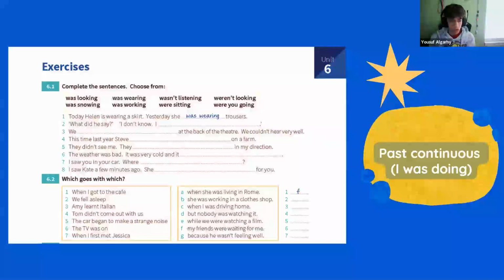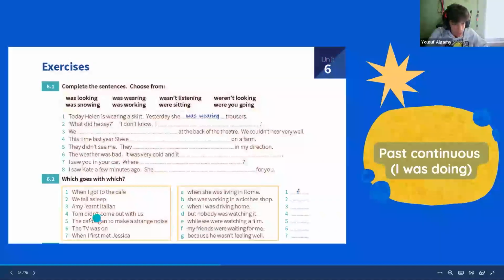All right, so we have our example. So we're starting off with number 1. When I got to the cafe, it says that the answer was F. So it would be when I got to the cafe, my friends were waiting for me. Okay, so number 2, we fell asleep. And which one would that one go with? Okay, we fell asleep while we were watching a film.